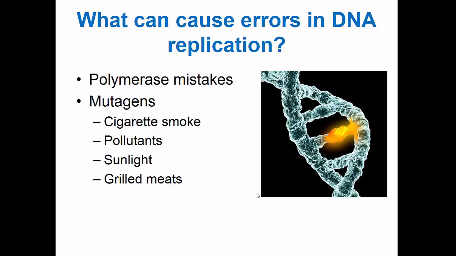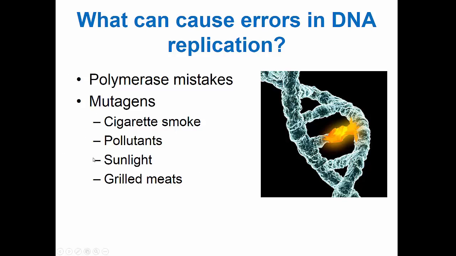All right, so now I want to change directions for a minute and think about what happens when DNA replication goes wrong. There are lots of reasons why there can be errors in DNA replication. It's rare, but polymerases actually can make mistakes. They can insert the wrong nucleotide during DNA synthesis. So that's one way that errors can happen.